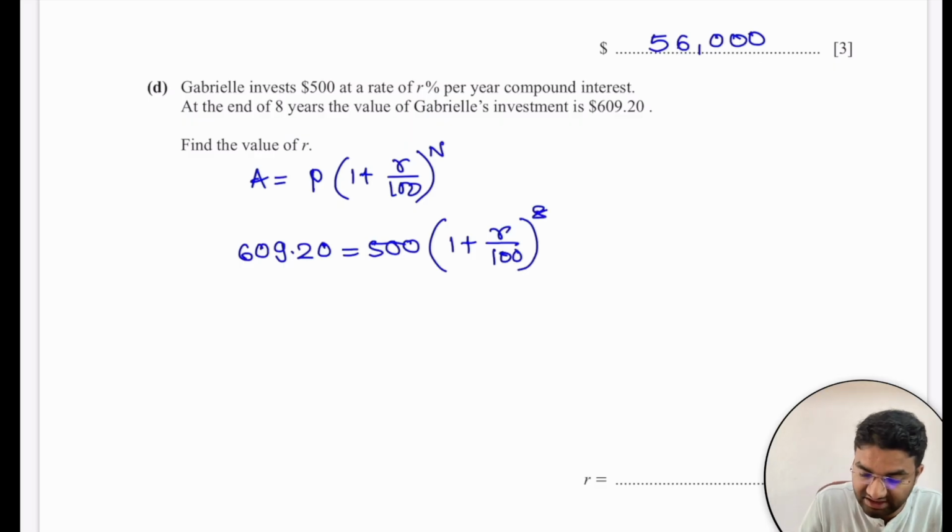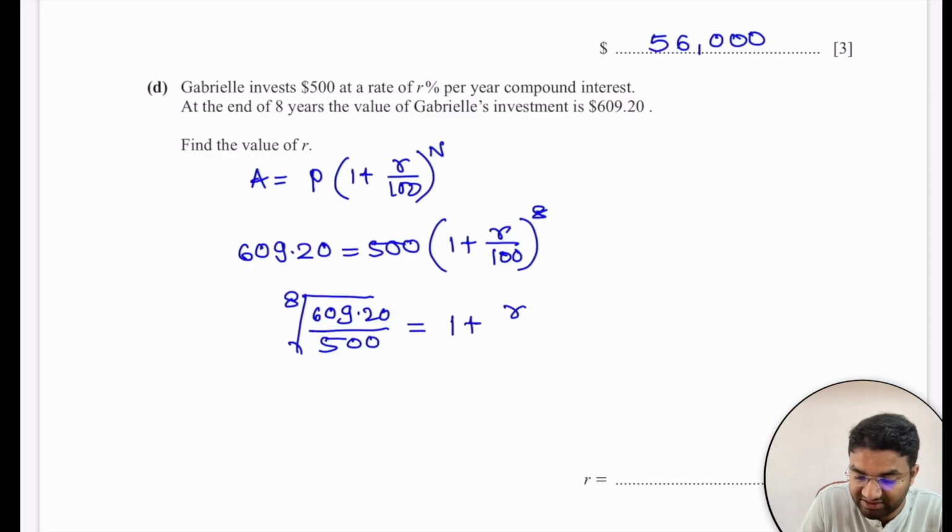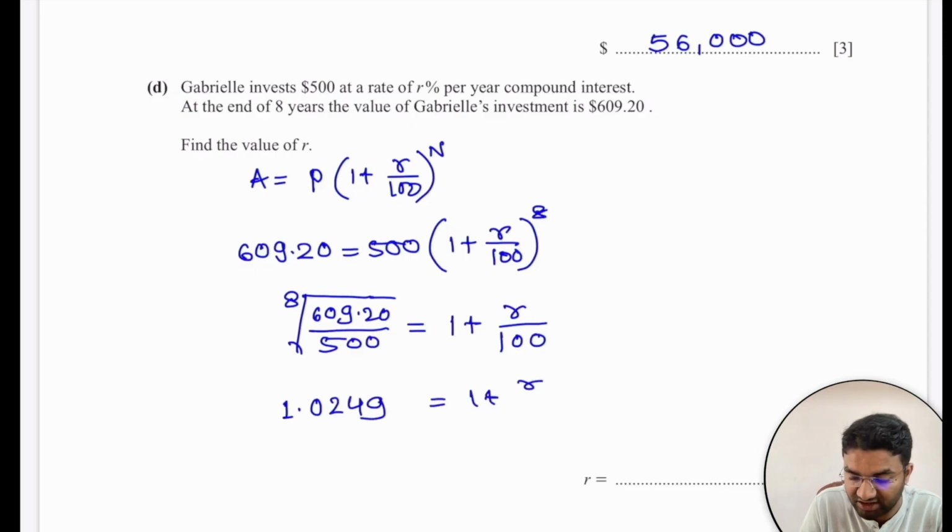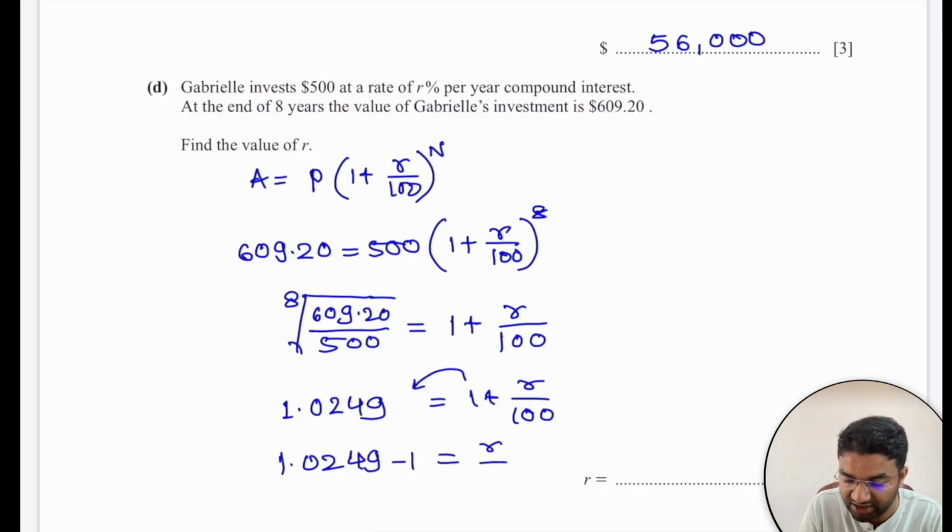And then next, you can rearrange all this. Suppose you take this 8 to the left hand side, it's an 8th root of 609.20 divided by 500, which will be equal to 1 plus R by 100. If you do the simplification, meaning if you put it in the calculator, it will be 1.0249. It will be equal to 1 plus R by 100. Fine. Then transfer this 1 to the left hand side. Okay, so 1.0249 minus 1, which is equal to R by 100.